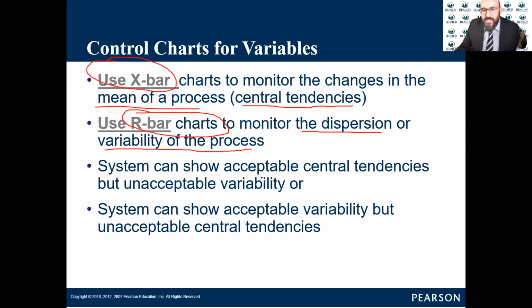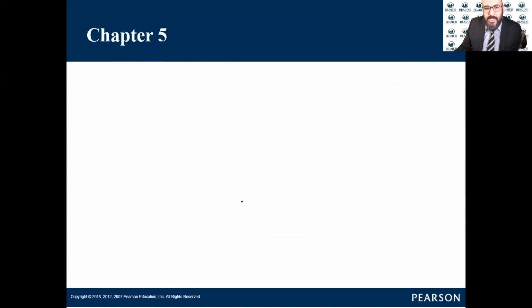A system can show acceptable central tendency but unacceptable variability, or acceptable variability but unacceptable central tendency. So we need to make sure that we're doing both of these charts, the X and the R charts, to make sure that the process is in control.